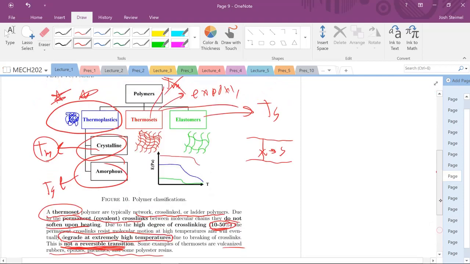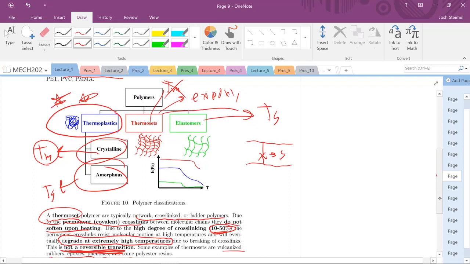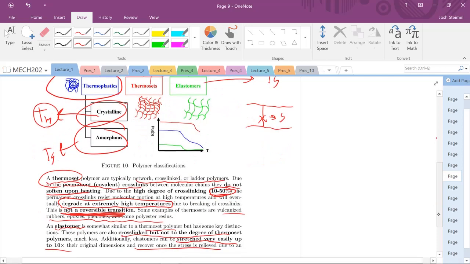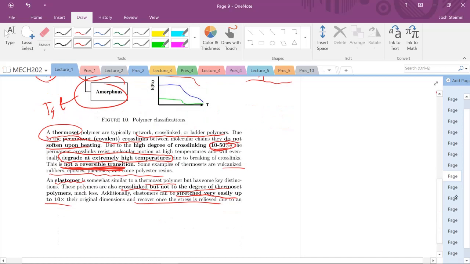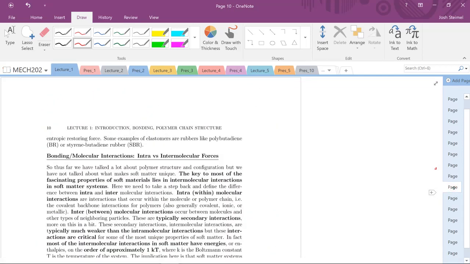And remember the big difference between thermosets and elastomers. Thermosets are heavily cross-linked, so 10 to 50%. Elastomers are less cross-linked, and they can be pulled and extended. They're elastic, so rubbery. So that's the overview of what we went through last time. I like to do that before we get into the new material.